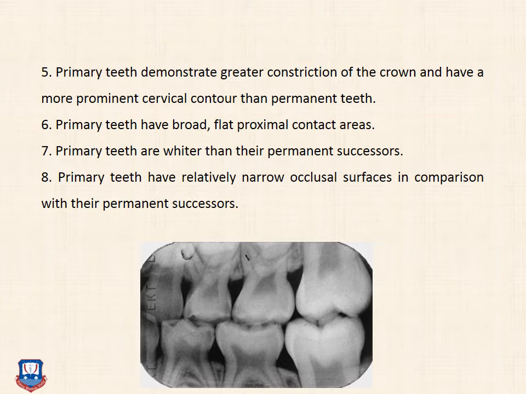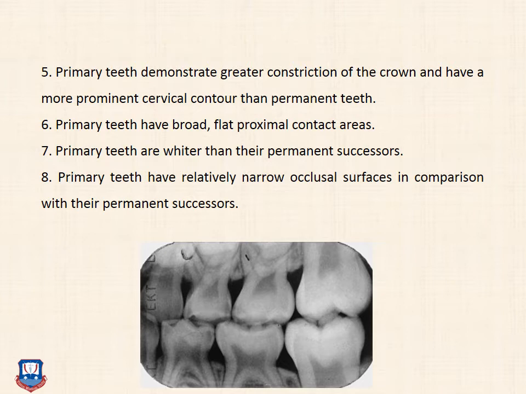Next, the primary teeth demonstrate a greater constriction of the crown and have a more prominent cervical contour than the permanent tooth. So the primary teeth have a greater cervical constriction. This is the reason why it is difficult to apply matrix bands in primary teeth. The primary teeth have broad, flat proximal contact areas, while in the permanent teeth we have contact points.